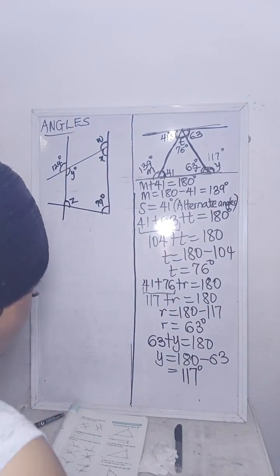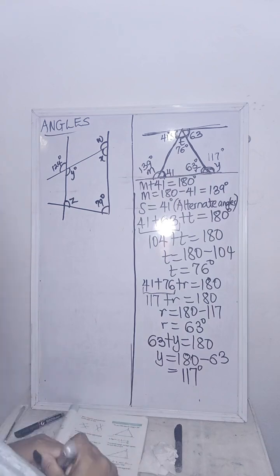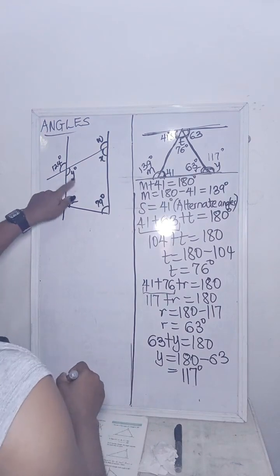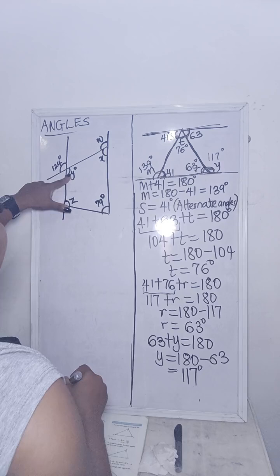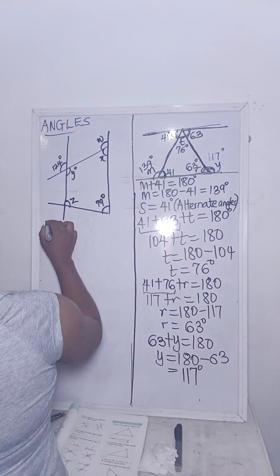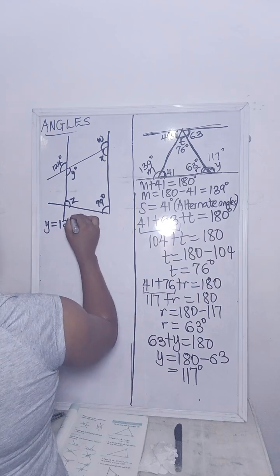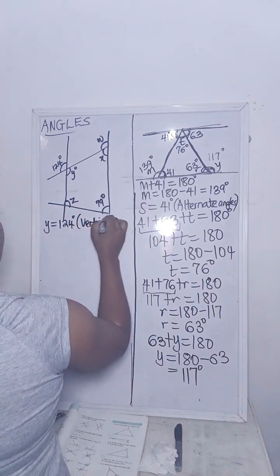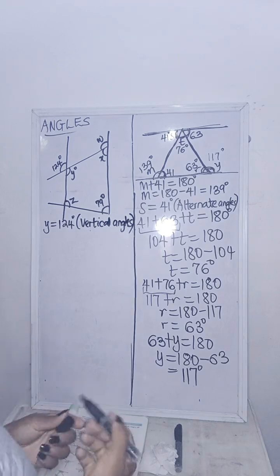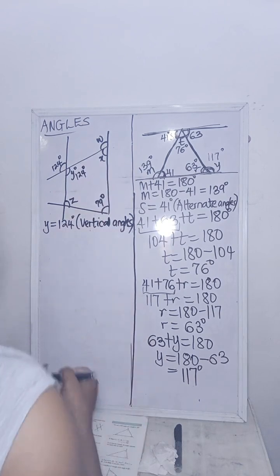All right, so let us see what we can do. How do we go about this? First of all, you would notice that the y and 124 are vertical angles, and we know that vertical angles are equal. So y equals 124 degrees because they are vertical angles.